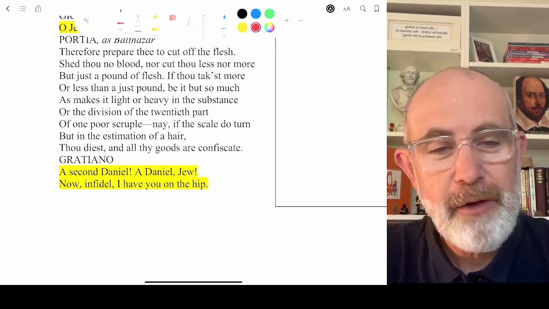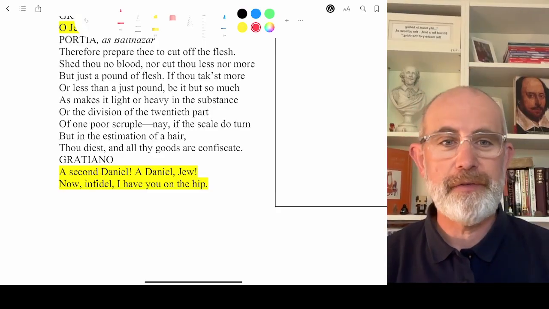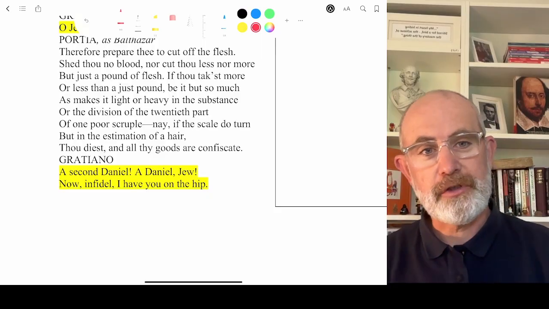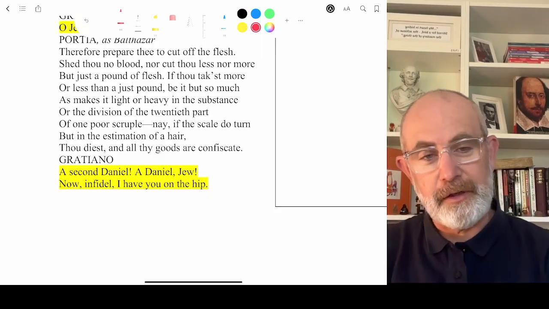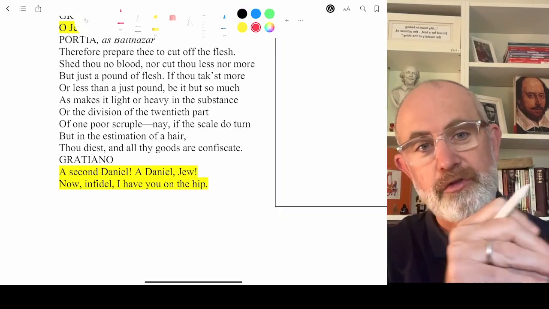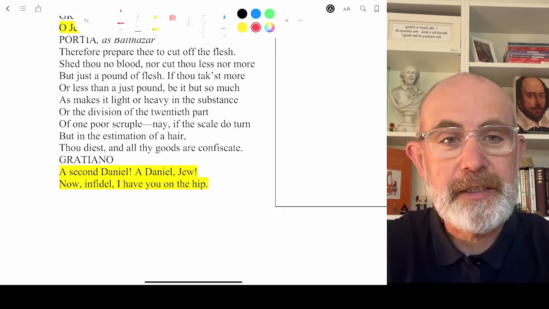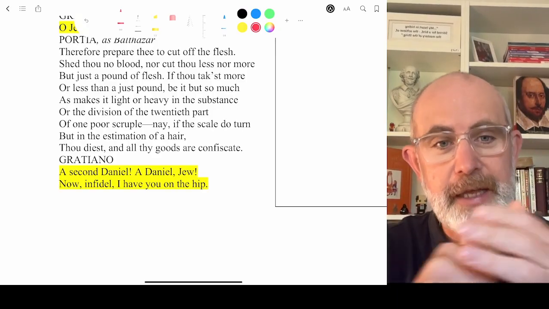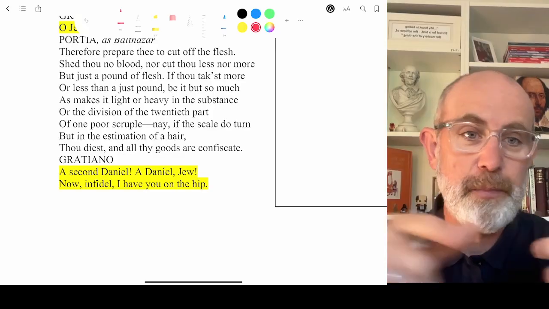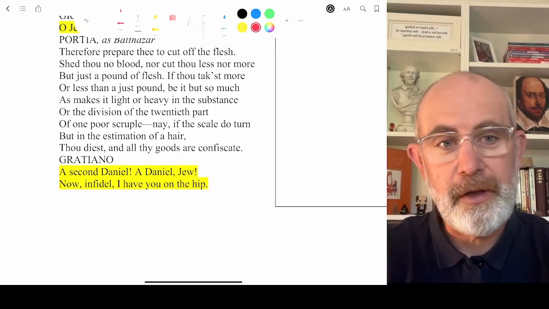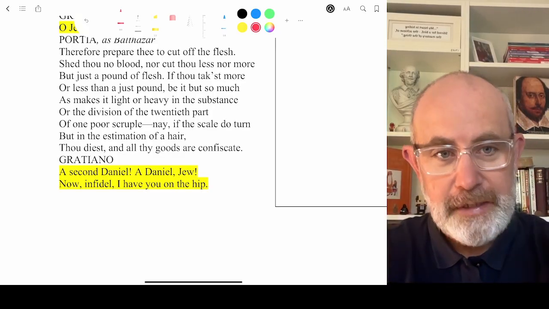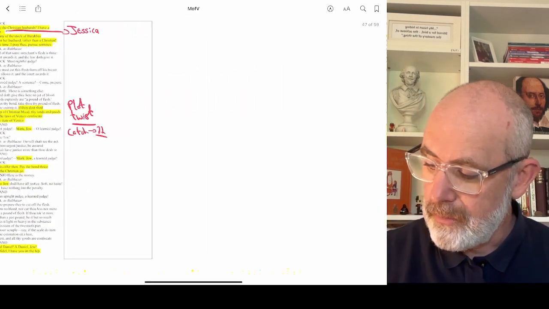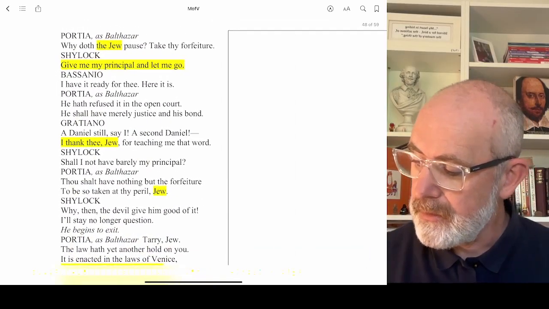I have you on the hip means now you're vulnerable. On the hip was a reference to sword play, like battle. You crack somebody on the hip with your sword, which causes them to collapse. And then once they're down on the ground, that's when you can deliver the coup de grace and destroy them. And the Daniel reference is another reference to the Bible, Daniel in the lion's den. This is celebrating Balthazar. We know it's Portia, showing bravery beyond bravery, winning through wit and intelligence as opposed to physical strength. And Antonio is released from the bond.